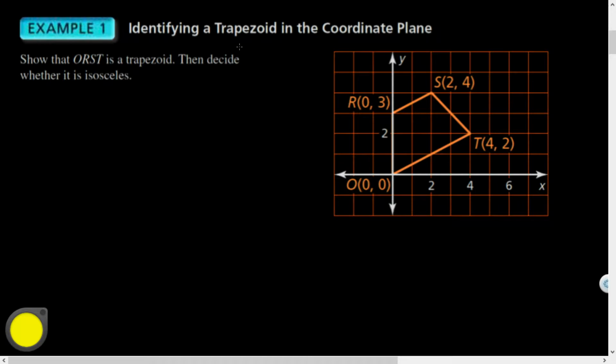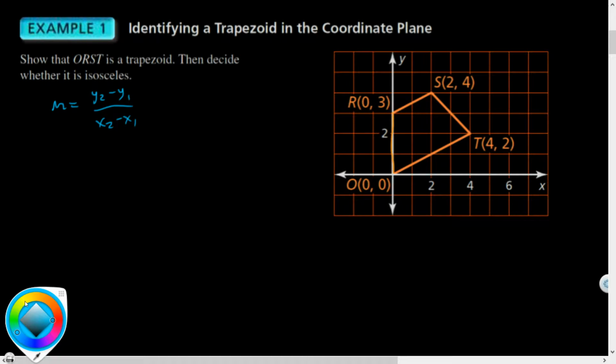It says, identify a trapezoid in the coordinate plane. Show that ORST is a trapezoid, then decide whether or not it is isosceles. So what can I do to show this? It looks like we're missing a side of it right here. Slopes would be helpful. So slope formula, m is equal to y2 minus y1 over x2 minus x1. You guys got that memorized. Let's find the slopes, or actually better yet, let's just read the slopes right off this graph.